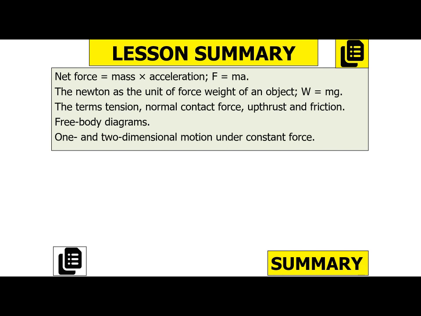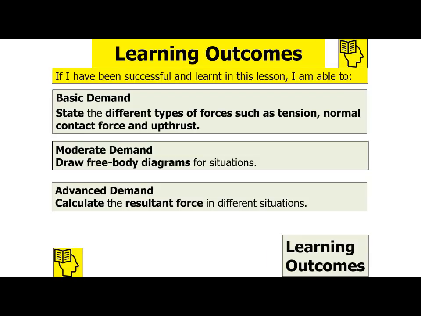The terms tension, normal contact force, upthrust and friction, free body diagrams, and one-dimensional and two-dimensional motion under a constant force. So if we've been successful and we've learnt in today's lesson, we should be able to state the different types of force such as tension, normal contact force and upthrust, draw free body diagrams of different situations, and calculate the resultant force in different situations.